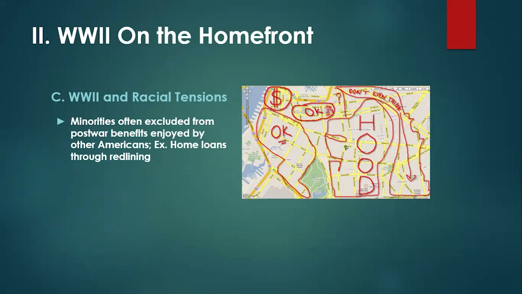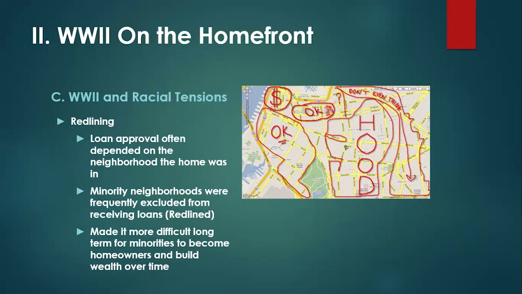And as I suggested, minorities were frequently excluded from post-war benefits, things that were guaranteed, for example, under the GI Bill. A lot of minorities really struggled to get fair access to housing when it came to things like home loans. And this was a result of a practice known as redlining. So when a person would go to apply for a home loan, it would pretty much depend on the neighborhood that the home was in, whether or not they would receive that loan. And in neighborhoods where several minorities were settling, banks were less likely to give home loans.